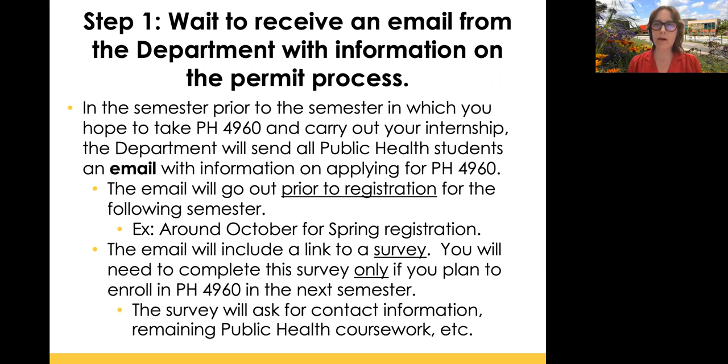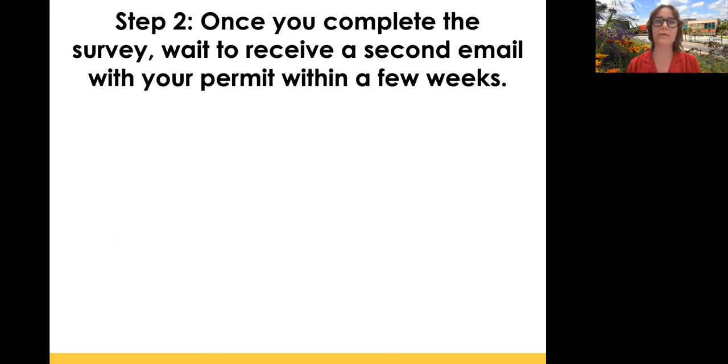In this email will be information on how to obtain or apply for a permit. Namely, you will need to complete a survey that will be embedded as a link in this email. This survey will ask you some contact information as well as find out where you are at in the degree program, to ensure that you're at the right place in the degree program to take PH 4960. You'll complete that survey. The answers will be sent to us.